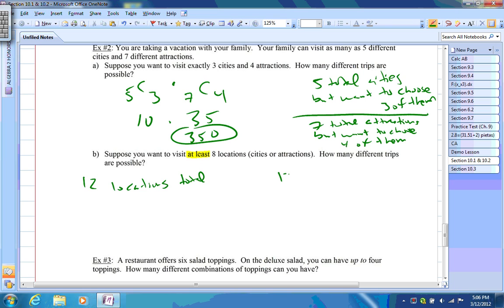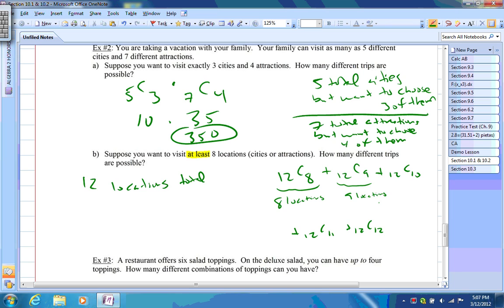So definitely you want 12C8. Then you also want 12C9, because that would be 8 locations. That would be 9 locations. And then you keep adding a whole bunch. 12C10. Plus 12C11. Plus 12C12.